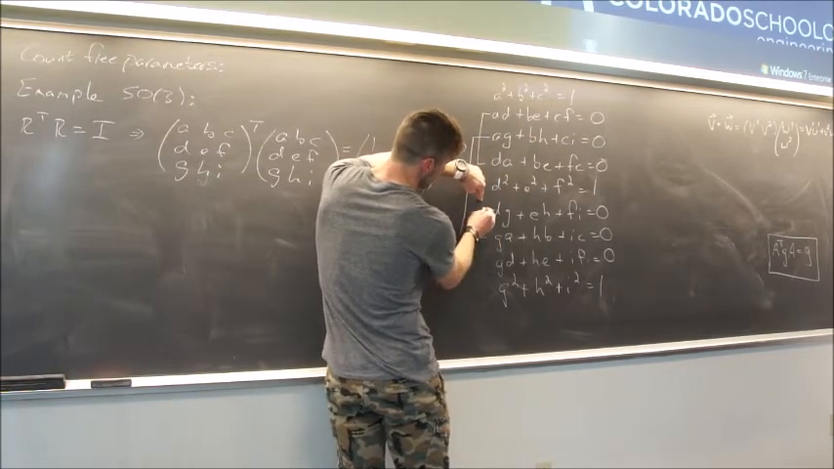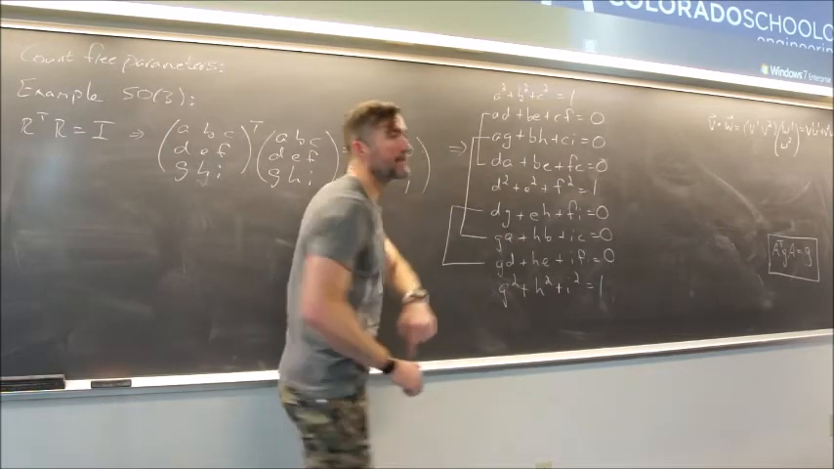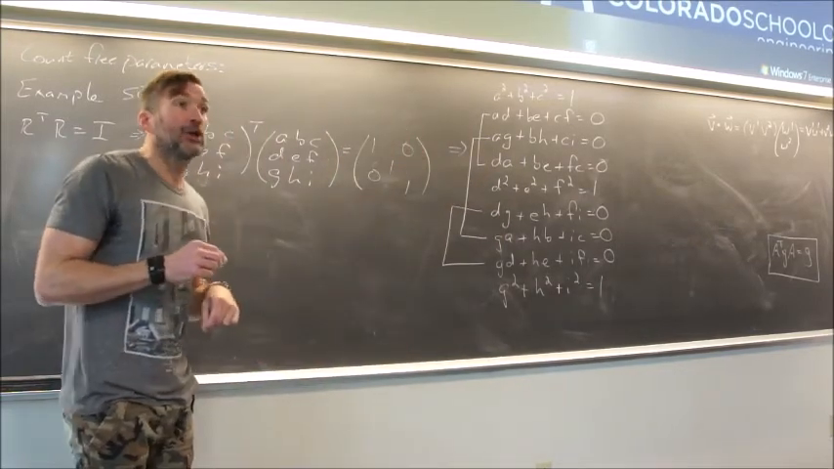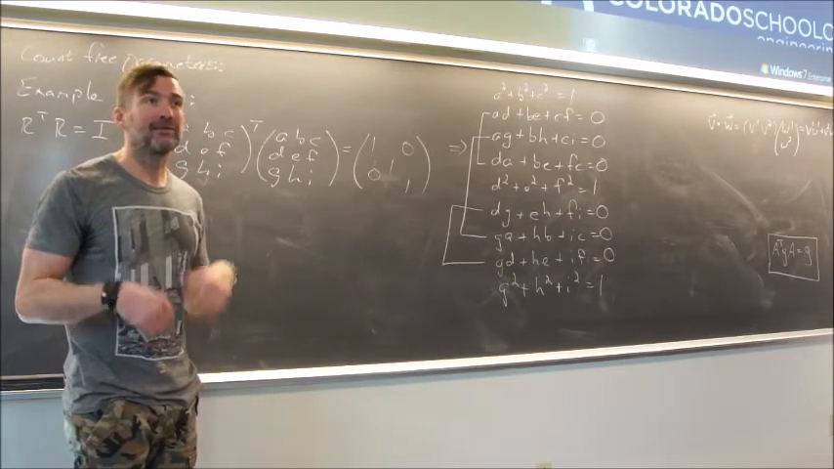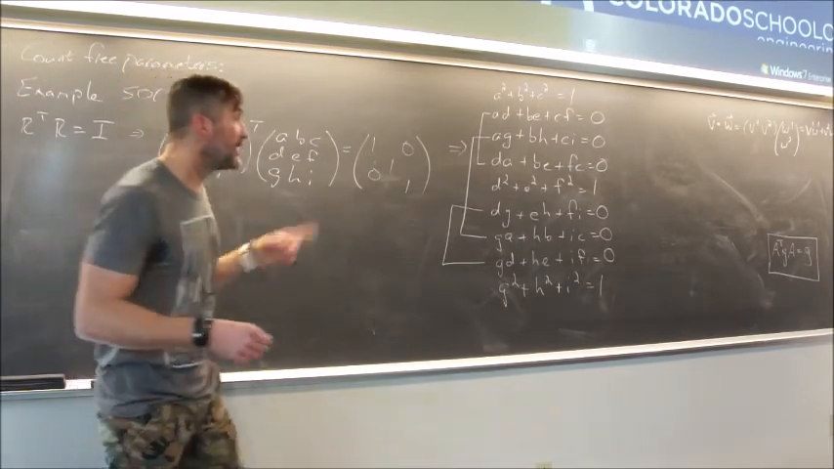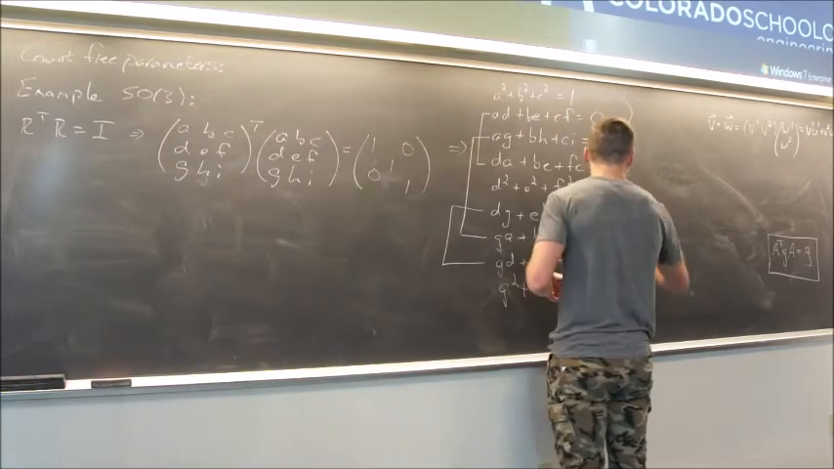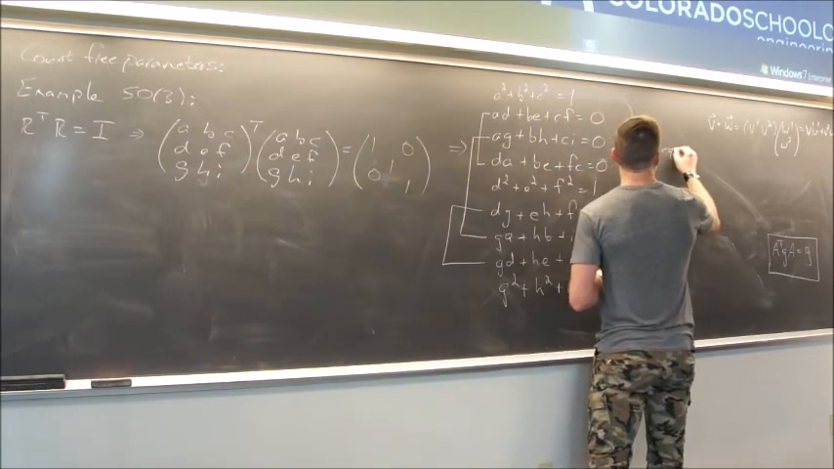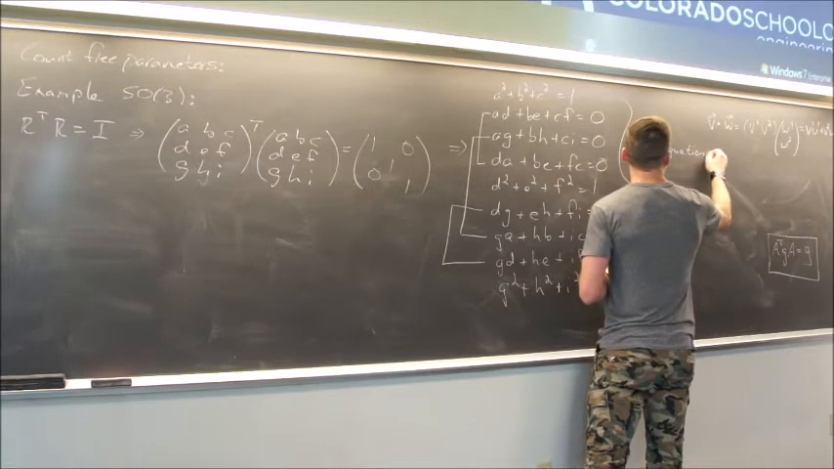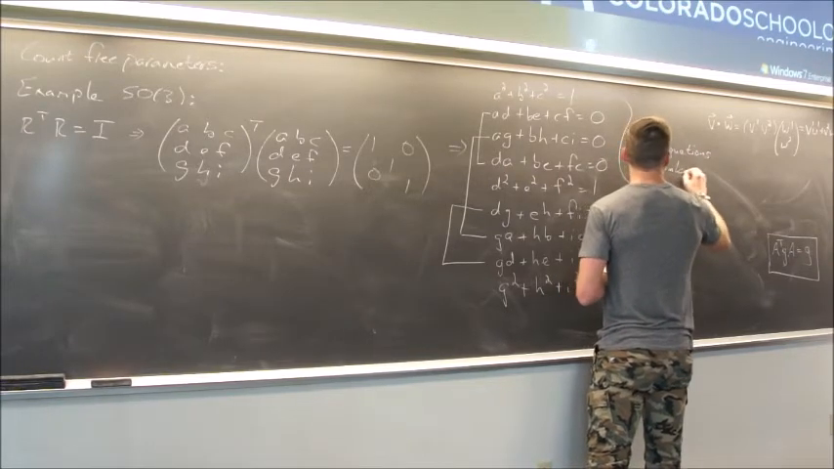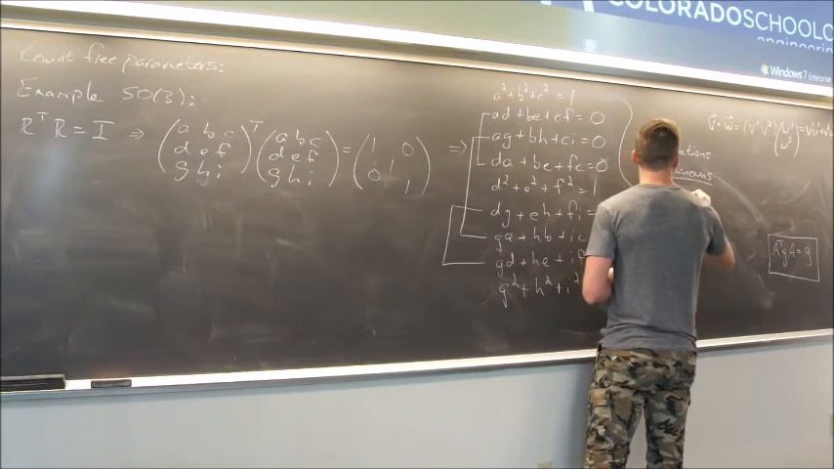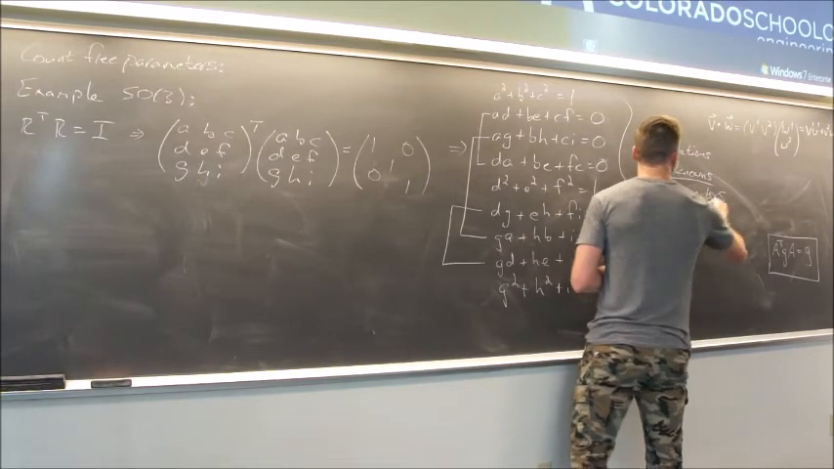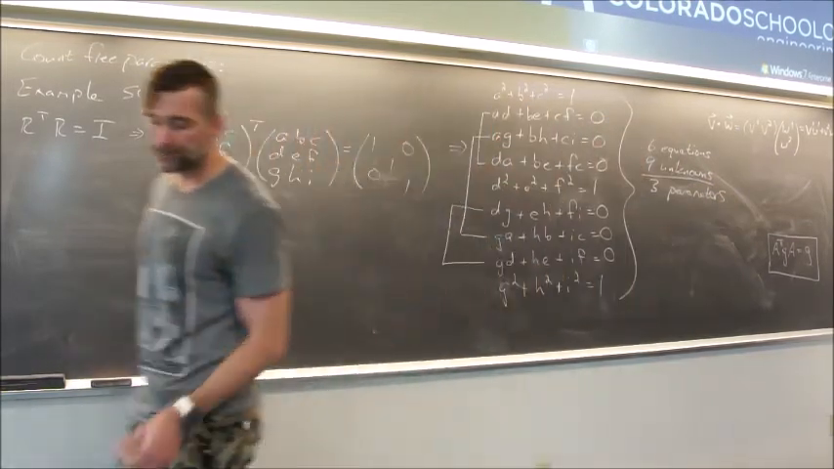That's good, because if we had genuinely gotten nine equations, then there would be no free parameters. You have nine numbers, nine equations, okay? But in the end, we actually have six equations, nine unknowns, which leave us with three free parameters.